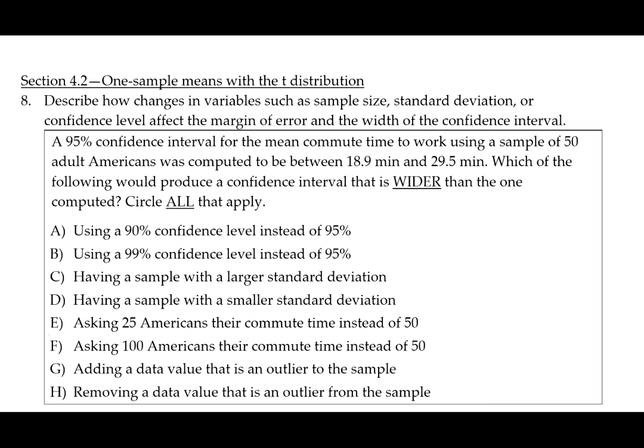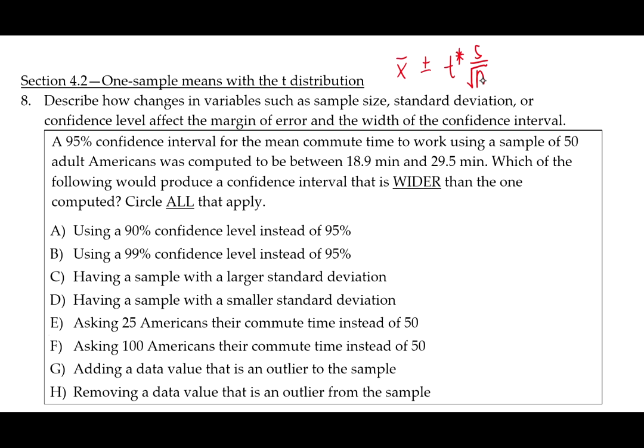To compute a confidence interval for the population mean, we take x bar, which is the sample mean, and add and subtract t star times s over the square root of n. That t star times s over the square root of n is called the margin of error. It's the piece that we're adding and subtracting from our point estimate. So let's look at the pieces that go into the margin of error.